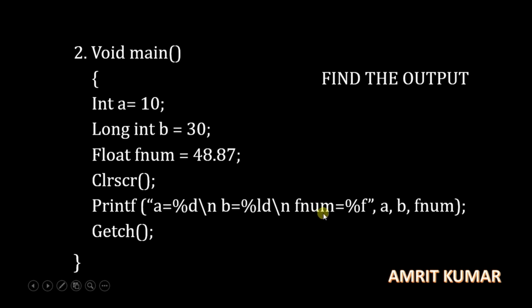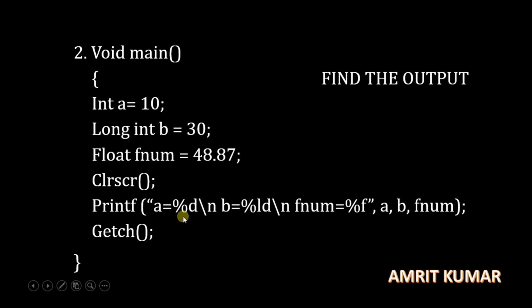And fnum, here we can say, because it is within the double quotes, is used for messaging anything, equal to percentage f. Now percentage f is a format specifier, and its work is to handle the float value only. So what will the conversion here be?